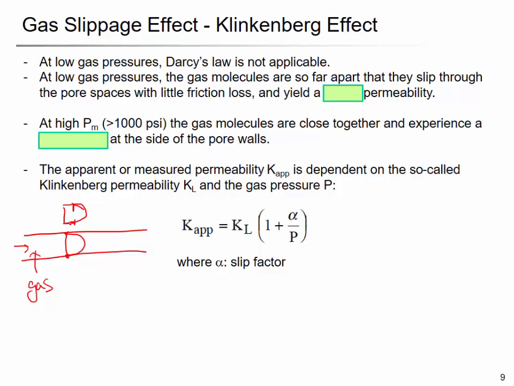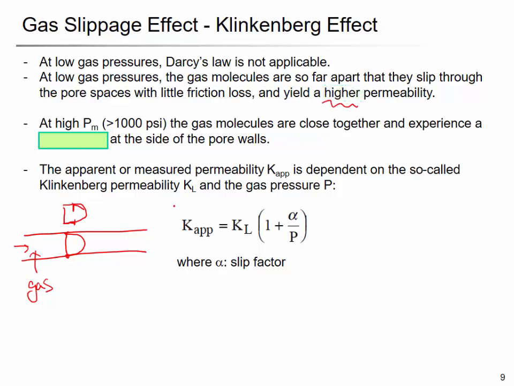And because of this, some velocity at the wall, at the boundary, Darcy's law doesn't apply. It's called the gas slippage effect. And this effect becomes significant when the gas pressure is low. But as the pressure is increased, gases get more compressed, right? And the density increases and the viscosity increases so that you are approaching a normal viscous fluid. So at pressure more than 1,000 psi, the gas molecules are close.